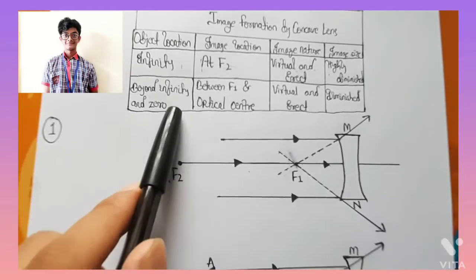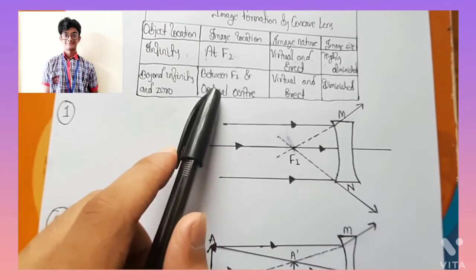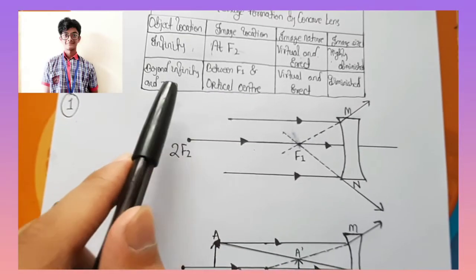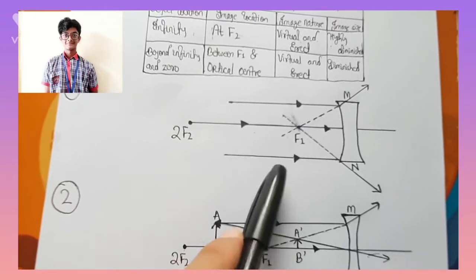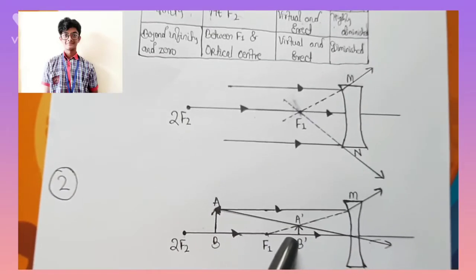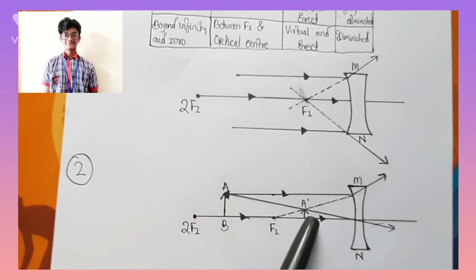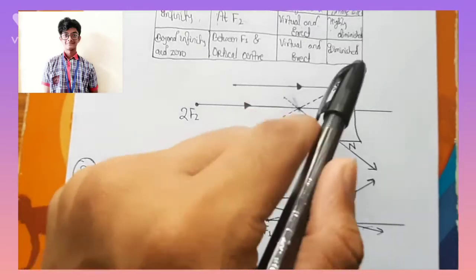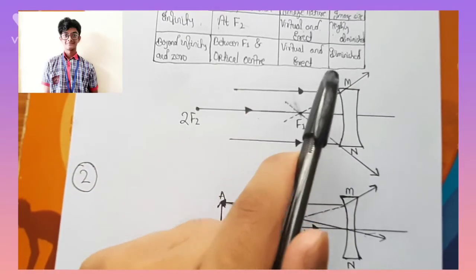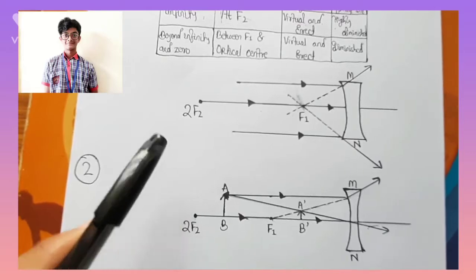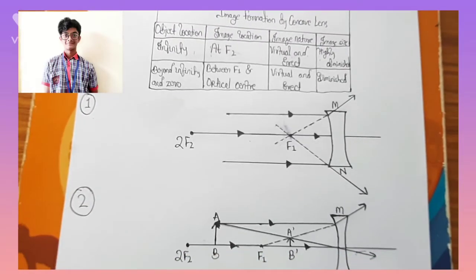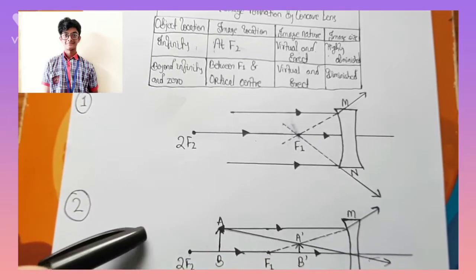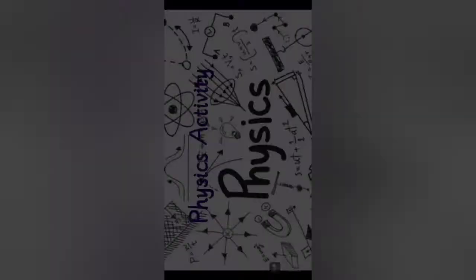Here we could write that the image location is between F1 and the optical center, and the object location will be between infinity and 0. Similarly, the nature of the image will be virtual and erect, and the size of the image is smaller than that of the object. So we could write that the image size will be diminished. So that's all for the concave lens ray diagram. Here are the two examples, one at infinity and one between infinity and 0.